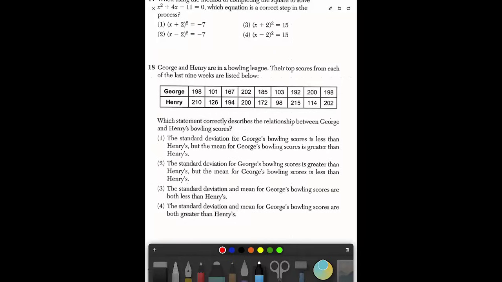I am going to do question number 18 from the August 2026 Algebra 1 Regents exam. Basically, they've given us a table of data for two people, George and Henry. I guess they're bowlers, and they've got 9 weeks of bowling scores. And the two things that we're looking for is the mean. We're going to be comparing the mean of those two data sets, and we're also going to be doing the standard deviation. So this is how I want my students to do it.